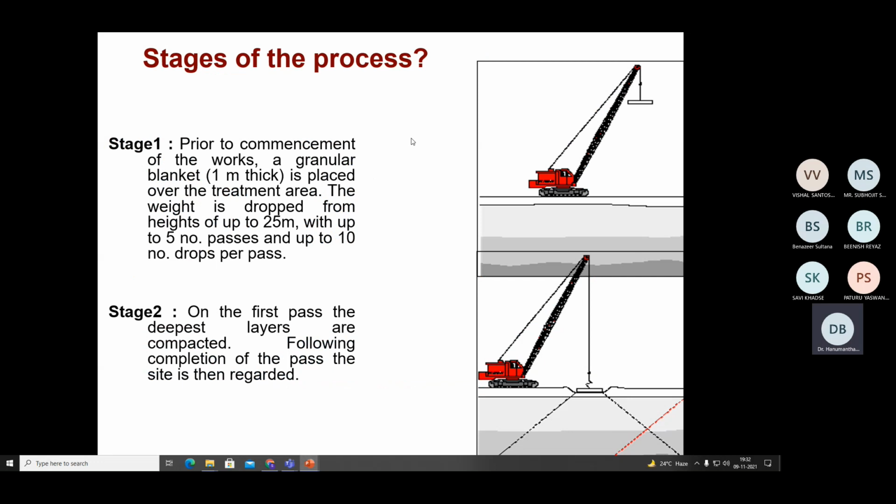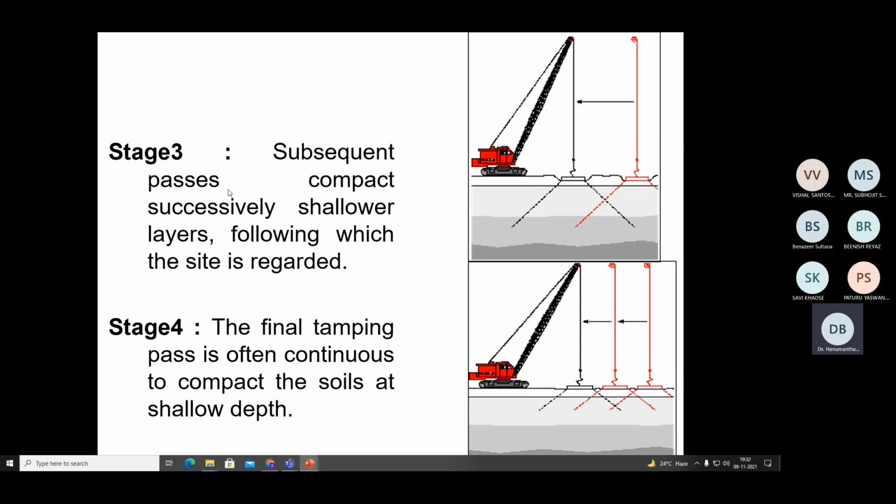And these are the stages of how we do deep dynamic compaction in the ground. First of all, prior to commencement, you need to make a 1 meter thick blanket layer, and on top of it we do the deep dynamic compaction. Then you also need to determine the number of passes. That means at a given location, do we need to drop only once, twice, 5 times or 10 times? Then how many times do we need to come back again? Those are called the number of passes. Subsequent passes compact successively, as shown in this picture, the shallow layers, following which the site is regarded.